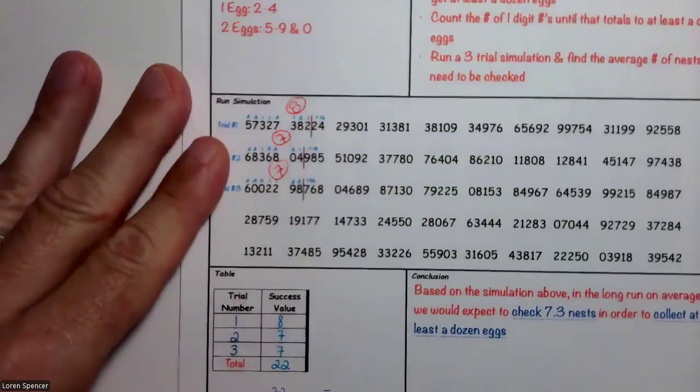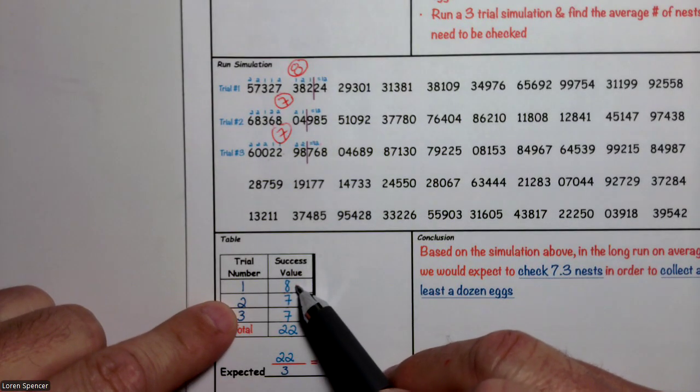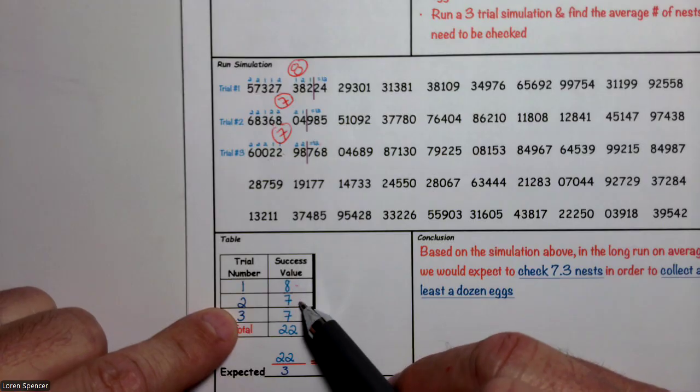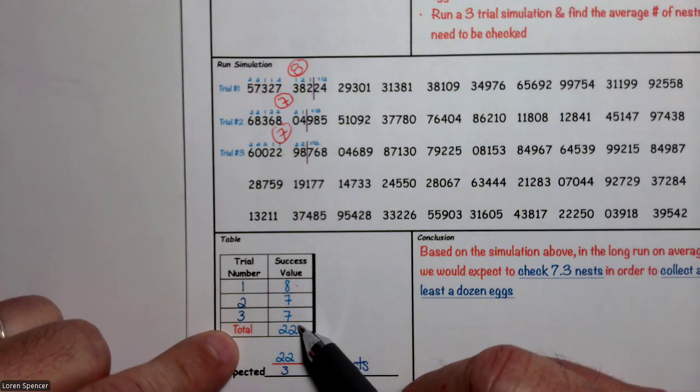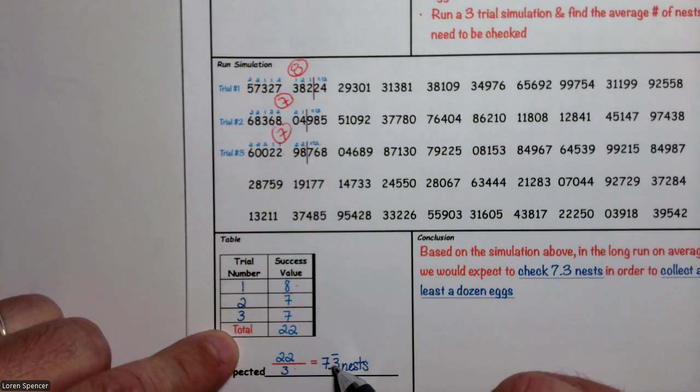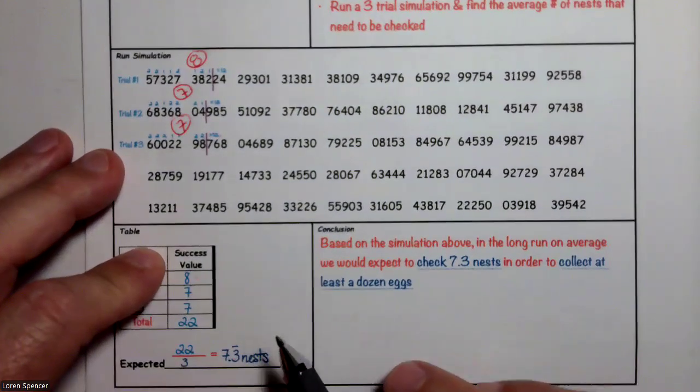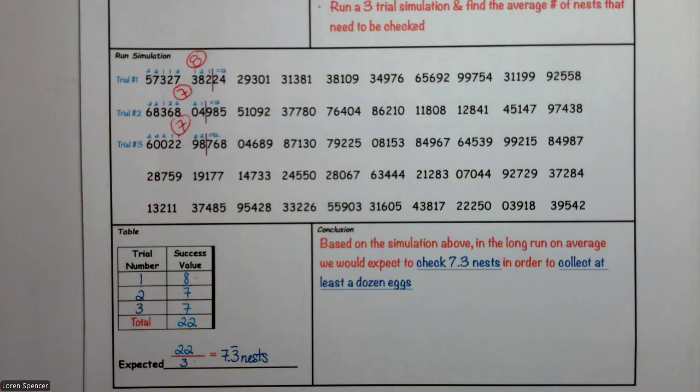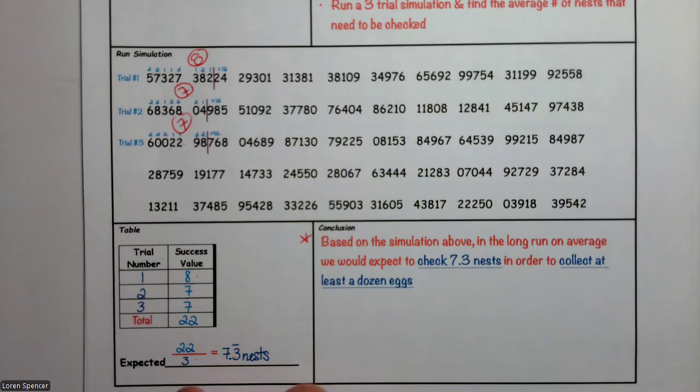All right. So in our table, 8 nests, 7 nests, 7 nests, add that up, and we get 22. 22 divided by 3 is 7.3. So based on the simulation above, in the long run, on average, we'd expect to check 7.3 nests in order to collect at least a dozen eggs. Once again, if it's in red, it's coming straight off of your recipe card. This is your sentence stem, and the part in blue is what you actually calculated when you ran your simulation.